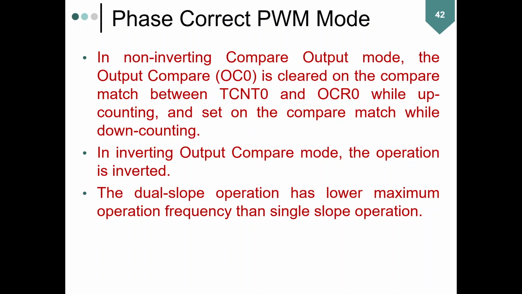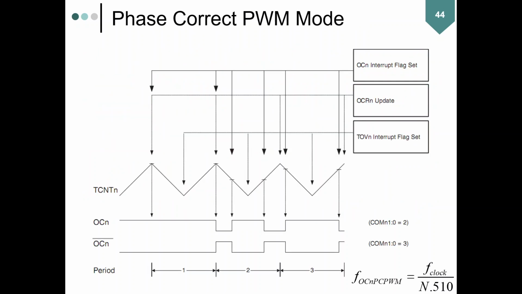While in the up counting, and it is set on the compare match while the down counting. So first of all, instead of reading this text, let's look at the diagram. First of all, the phase correct PWM mode is different from fast PWM mode because in this case you have up counting as well as down counting.